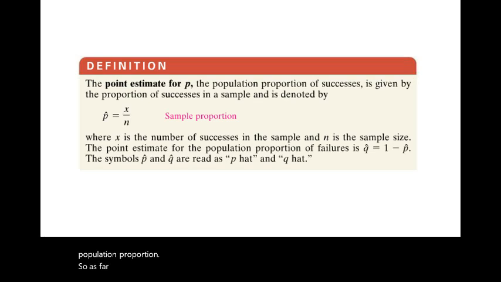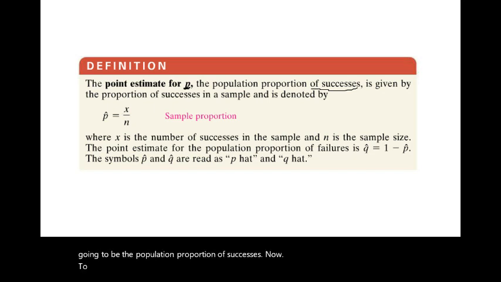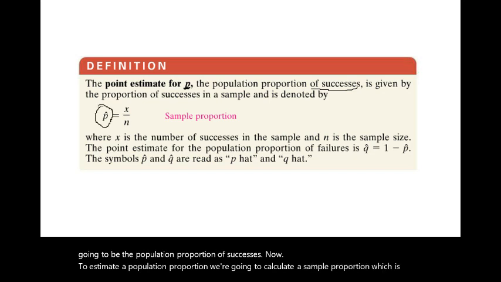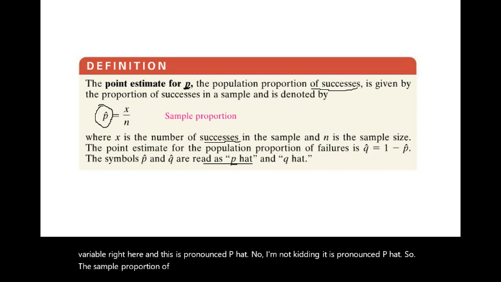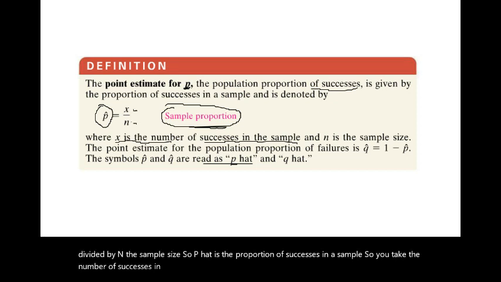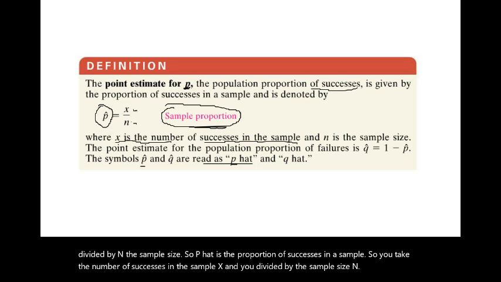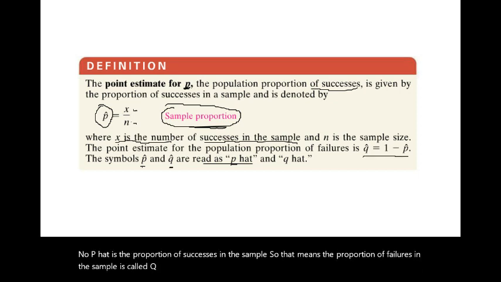So as far as the symbols go, the population proportion is going to be denoted as P, and that is going to be the population proportion of successes. Now, to estimate a population proportion, we're going to calculate a sample proportion, which is this variable right here, and this is pronounced P hat. No, I'm not kidding. It is pronounced P hat. So P hat, the sample proportion of successes, is going to be X, the number of successes in the sample, divided by N, the sample size. So P hat is the proportion of successes in a sample. So you take the number of successes in the sample X and you divide it by the sample size N. Now, P hat is the proportion of successes in the sample. So that means the proportion of failures in the sample is called Q hat, and Q hat is calculated as 1 minus P hat, because remember, P hat plus Q hat needs to add up to 1.